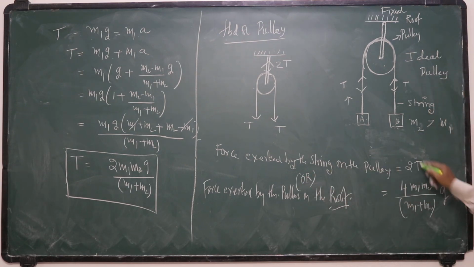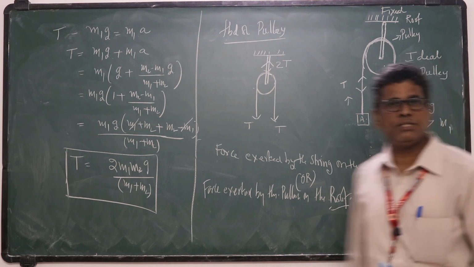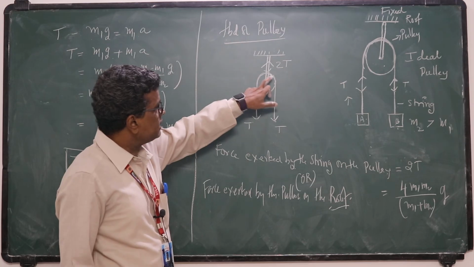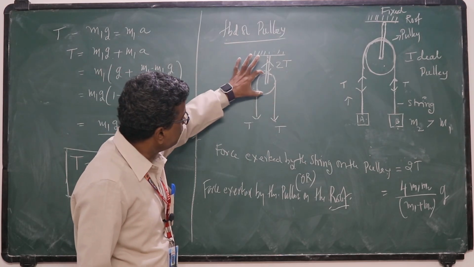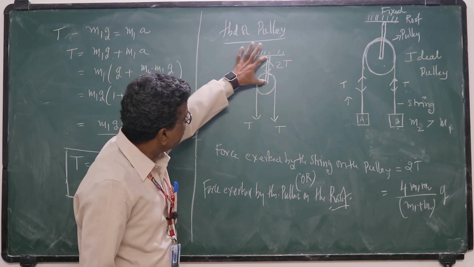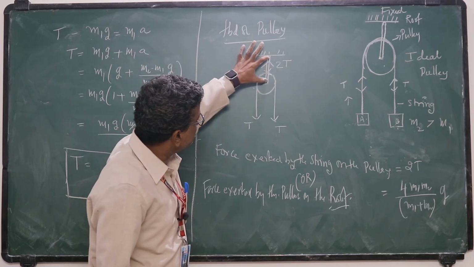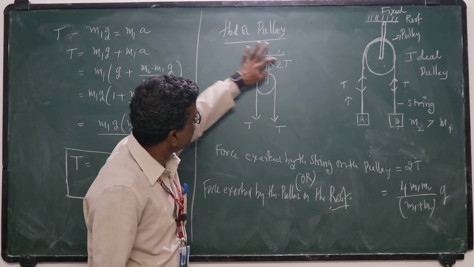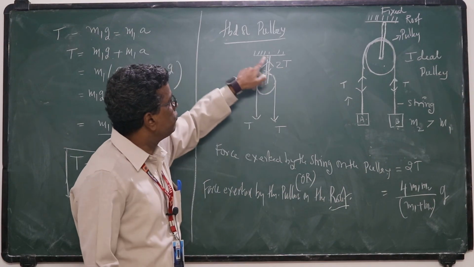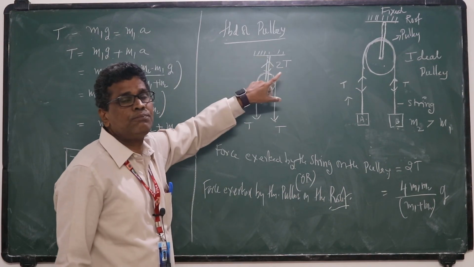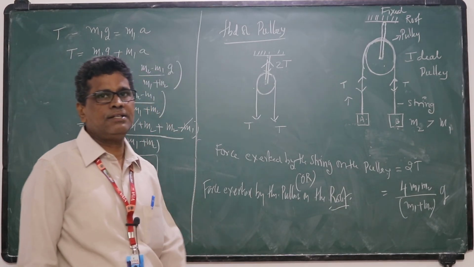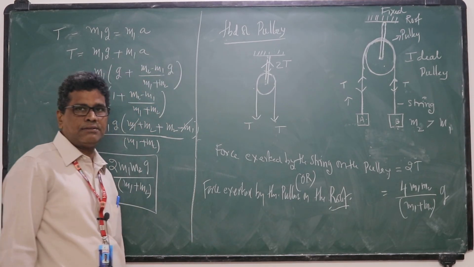Answer is same, 2T. Okay, so this is Newton's third law. Clear? The force exerted by this support on the pulley is 2T. Force exerted by pulley on the support is 2T. Force exerted by this support on the roof is 2T. Force exerted by the roof on the support is 2T. From Newton's third law, for every action there is an equal and opposite reaction.